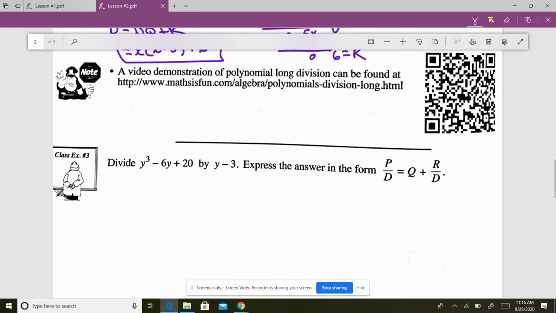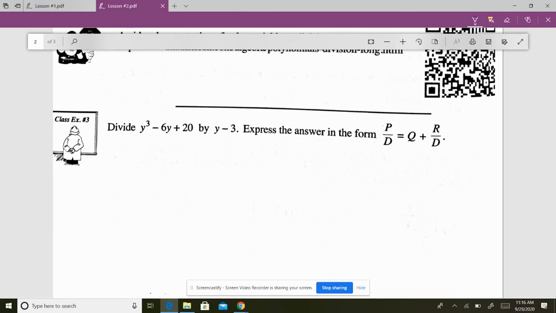All right. This one here. Divide y cubed minus 6y plus 20 by y minus 3. So, first thing, do the exponents go down in order? No, we're missing a y squared. So we have to add that in. So it's y cubed plus 0y squared minus 6y plus 20. And we're dividing by y minus 3.